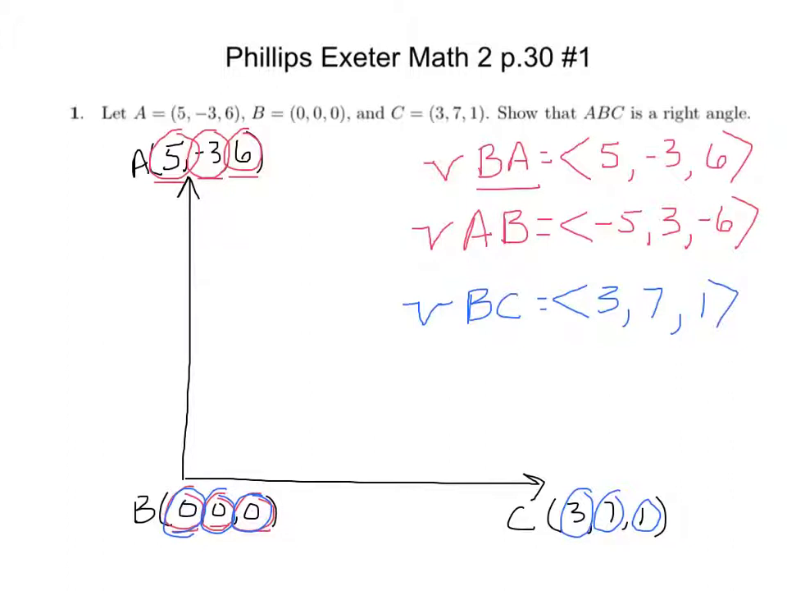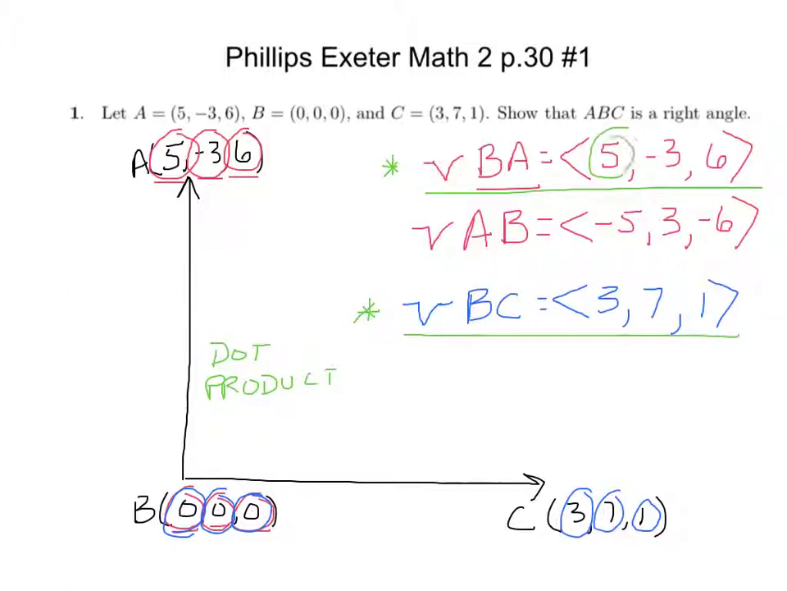Okay, now the goal is to show if those vectors are perpendicular or form a right angle. So if I look at, say, vector BA and vector BC, and I want to show that they are perpendicular, we can use what's called the dot product. And what the dot product is, is what happens when you multiply the x components. So again, I'm looking at just BA and BC. If I multiply the x components, I get 5 times 3.